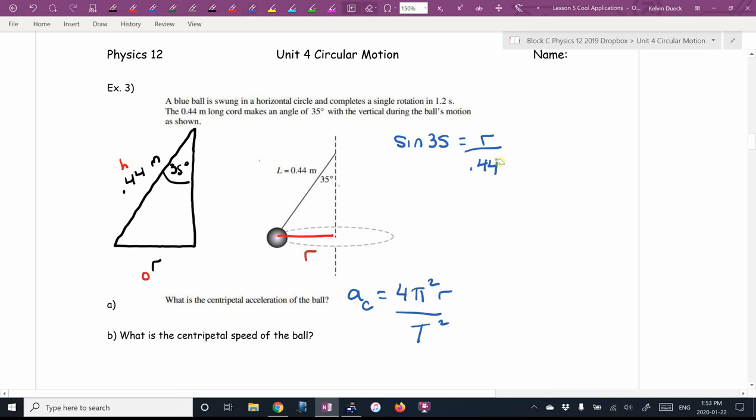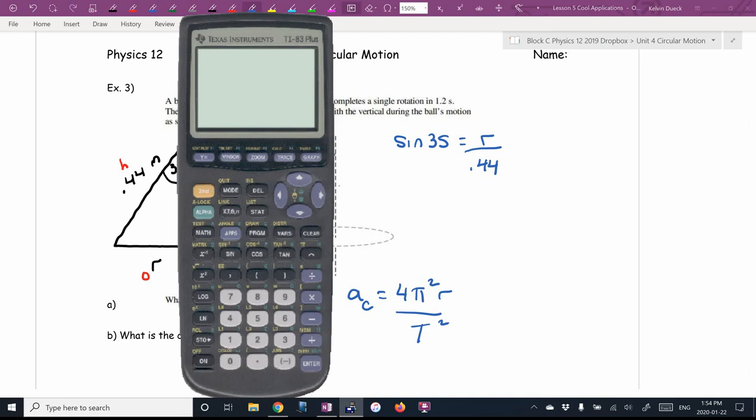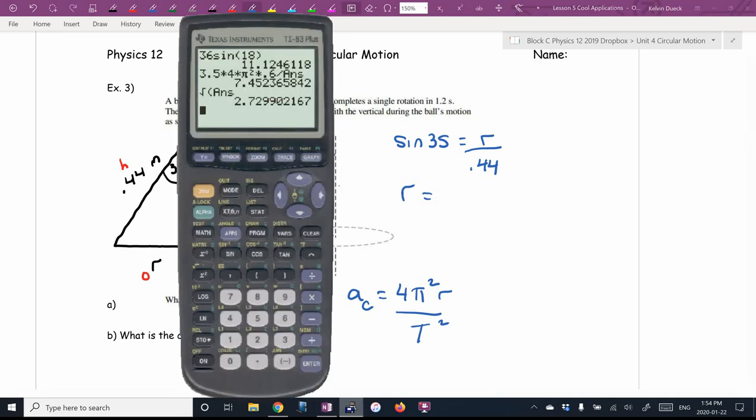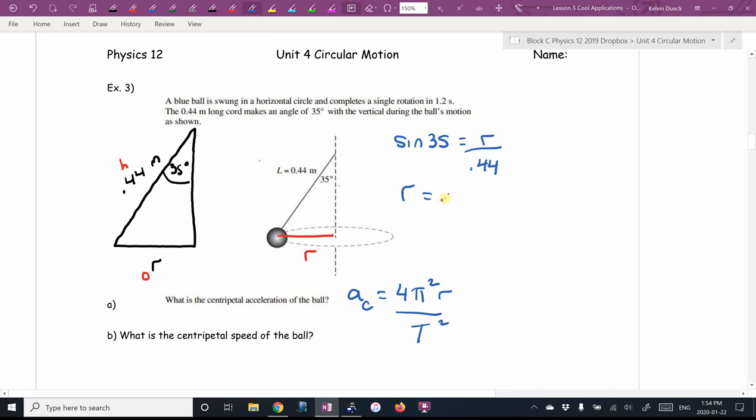Dakota, how would I get the R by itself? I'm dividing by 0.44. How will I move it over? Could you do that, please? I'm going to get R equals 0.44 sine 35. Because I know I'm going to use this, I'm going to store this on my answer button, but I'm going to carry 5 sig figs anyways. I'm going to go 0.25237. And that's going to go in here.